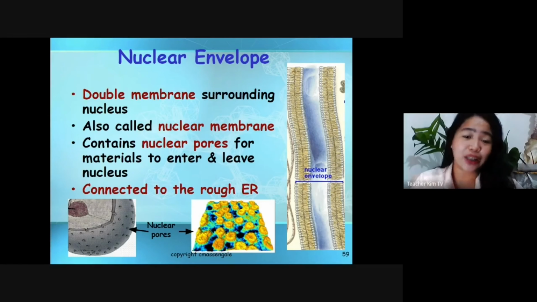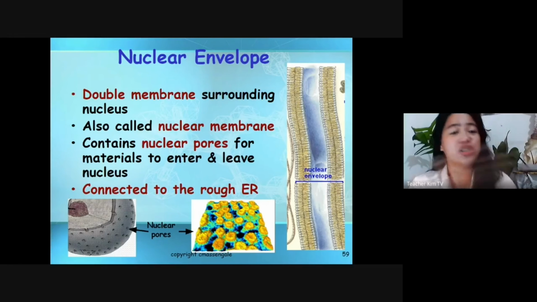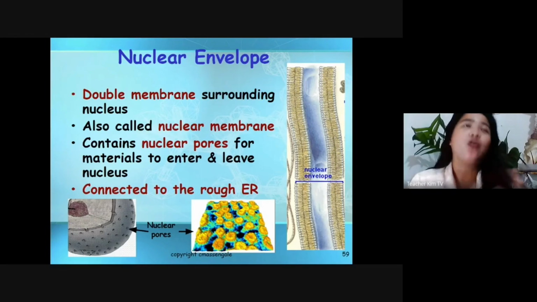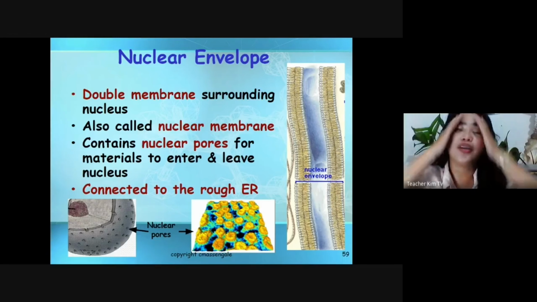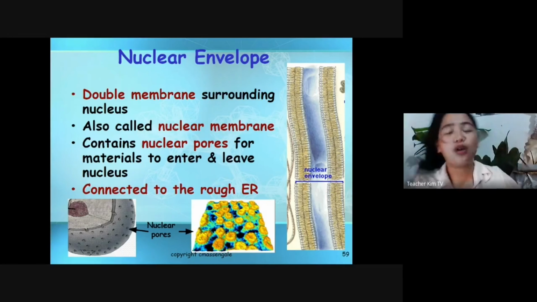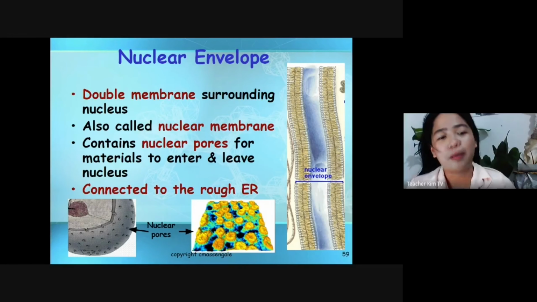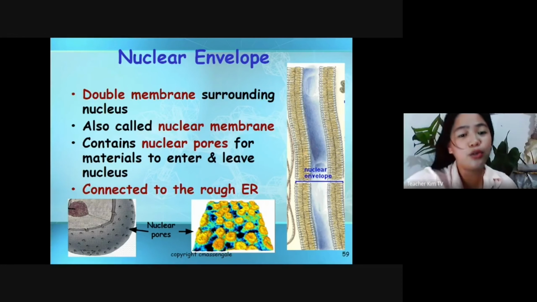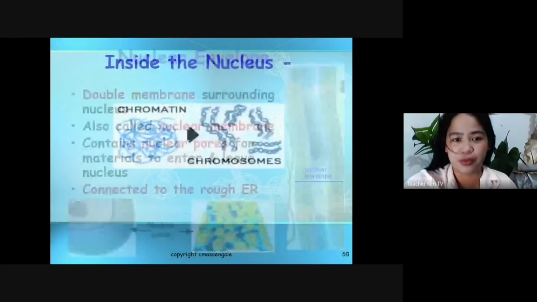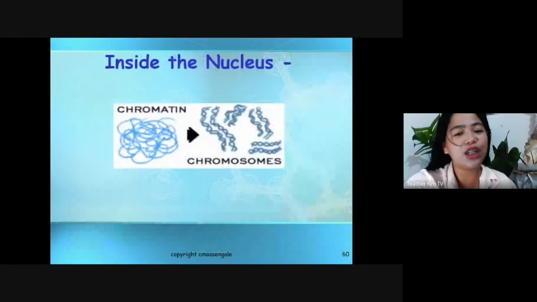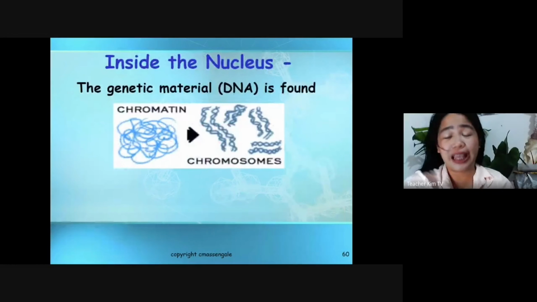Tas connected yun sa rough ER, so papunta siya sa rough ER. Doon na yung diretso. So, kung parang tayo, tulad ko, kung makikita nyo, pinapawisan ako ngayon. So, may pore kasi ako, doon lumalabas yung sweat. So, same with the nucleus, meron din siyang nuclear pore, doon lumalabas naman yung mga materials that go in and out of the nucleus.